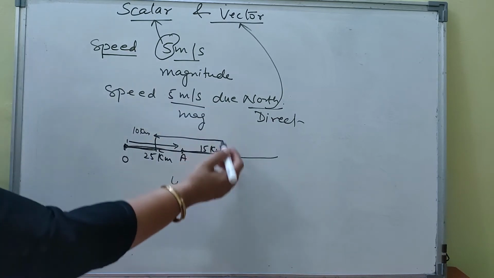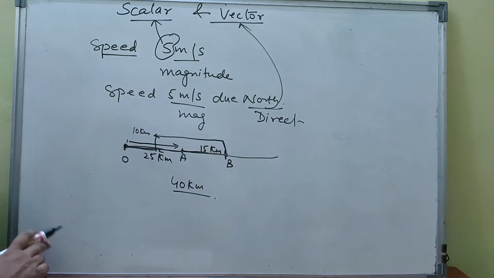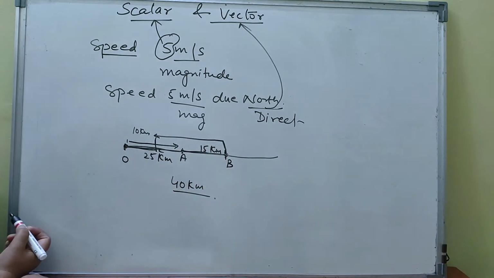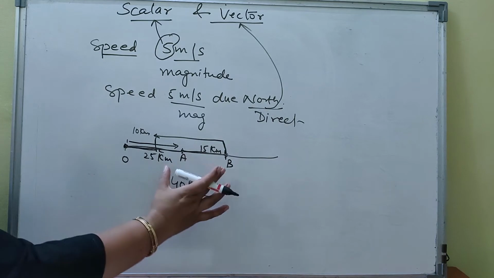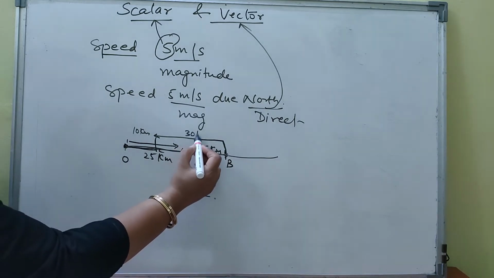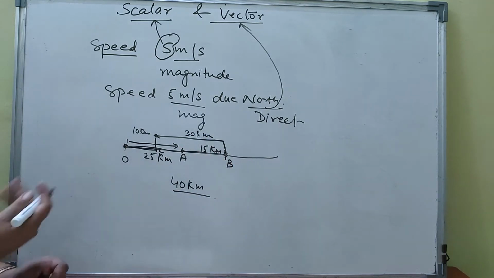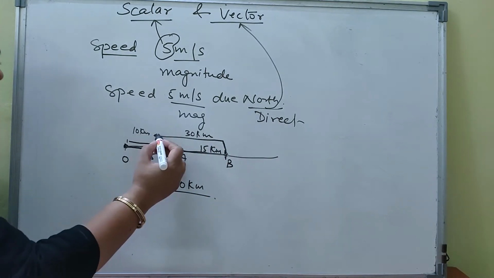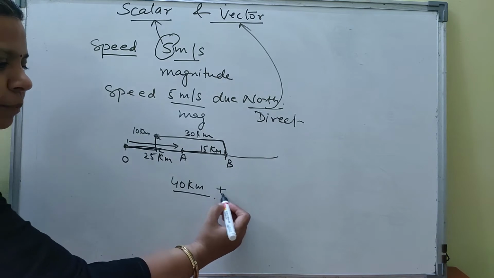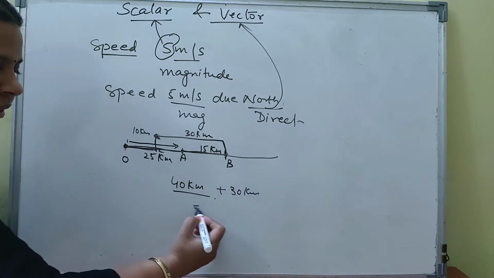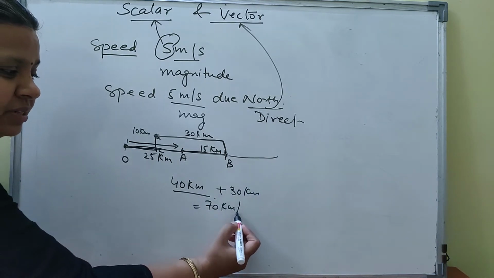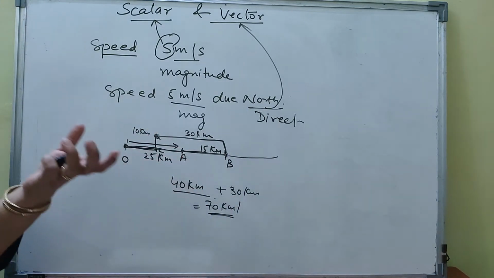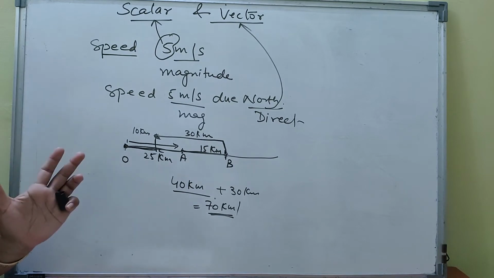Now from B, it takes an opposite turn, a U-turn, and comes back to position C. Say position C from O is 10 kilometers, so it comes back 30 kilometers. If you move your vehicle from B back to C, how much distance will be traveled? 40 kilometers plus 30 kilometers, that is 70 kilometers of distance the object has traveled. This is the reading your odometer will show.